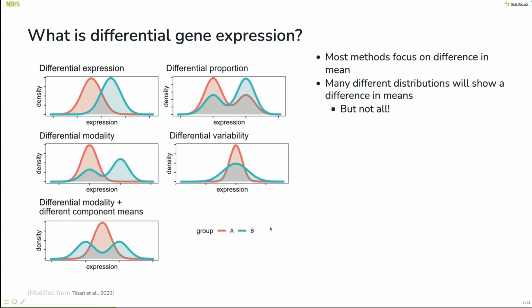But most methods that we have today focus on these type of differences, mostly looking at the difference in means or medians. And so in addition to not all differences showing the difference in means, you also need to consider that a difference in means can mean a lot of different things.